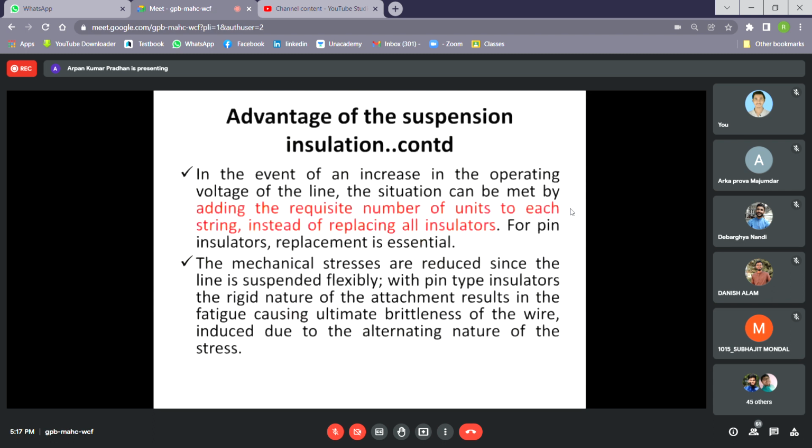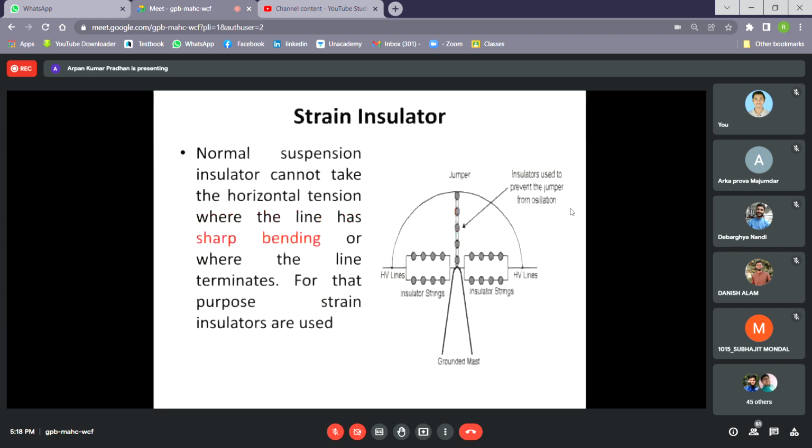Number 3 is mechanical flexibility. If you use a single unit, the mechanical flexibility is less. But if you use suspension insulators, it has greater mechanical flexibility. So these are the advantages of using suspension insulators. Okay. Now coming to the strain insulators.